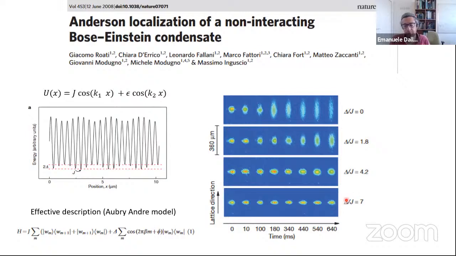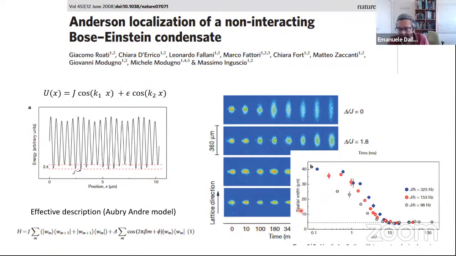When you put a large confining potential, delta is even larger than J. Sorry, let me correct that. What you need to compare is delta with respect to J. So you need to compare this energy scale epsilon with respect to J. And J is small because it's a hopping, a tunneling. So epsilon can also be small and still be significant. So this is delocalized and this is localized. This is what you see.